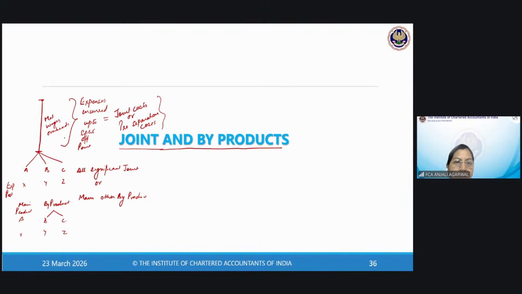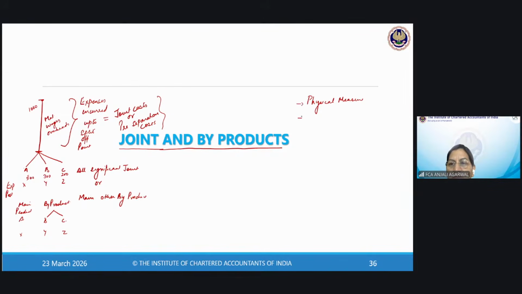So coming to how you are going to bifurcate the joint cost amongst the different joint products, or the main product and byproduct: there are different methods. One is physical measurement. In this case, let's say you have taken 1,000 kgs, and product A is 500 kgs, product B is 300 kgs, and product C is 200 kgs. Even if there is a process loss, it is in that 50, 30, and 20 ratio only that you are going to divide the joint cost. So this is physical measurement.